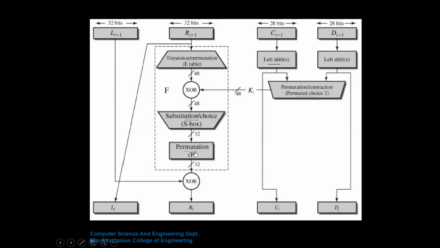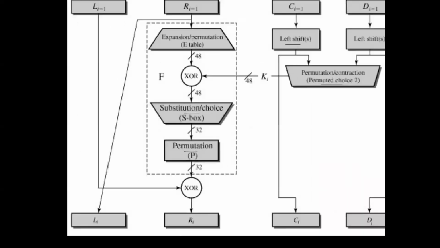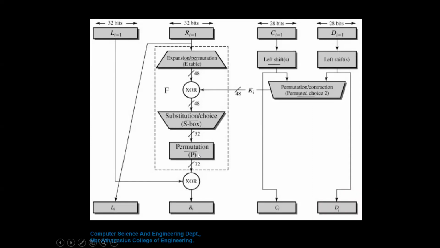Normal permutation is performed as per this table, the table used for the permutation box P. Bits 1 to 8, the first byte of the input. We have 32 bits in total, which means we have 4 bytes. The first byte, bits 1 to 8, goes to the corresponding output positions as per this table. The next 8 bits go to the corresponding positions here. Bit number 9 goes to position 24 of the output. The bit at position number 10 will go to position 16 of the output. Likewise, we perform the permutation here. Since this is a normal permutation, the output is again of size 32 bits.